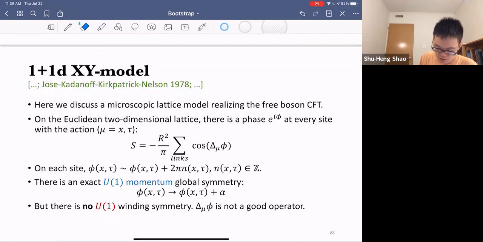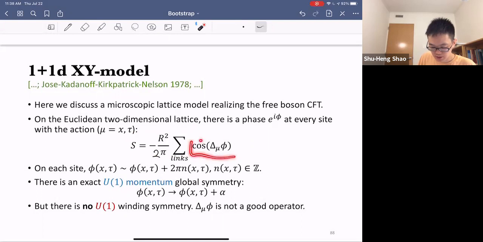And the action of the XY model is given by this. Sorry, let me fix that. Okay, so the action is given by this. There's some coefficient, and you have a U1 phase at every site. The interaction is a nearest neighbor interaction. This delta means that we're taking the difference of the phi here versus the phi at the nearby site. So this is just a standard XY model.